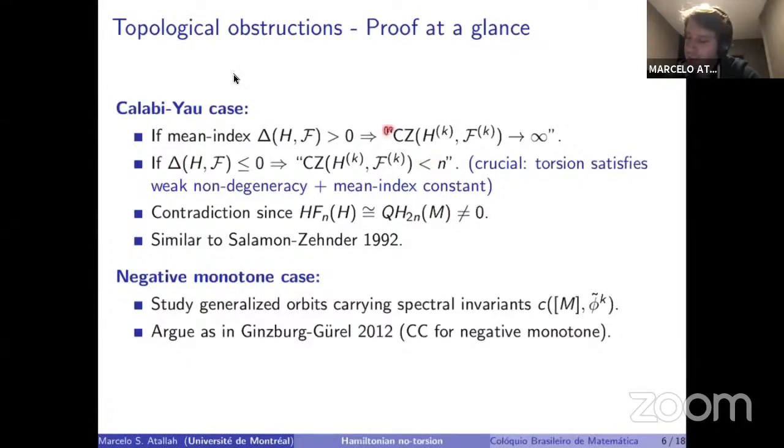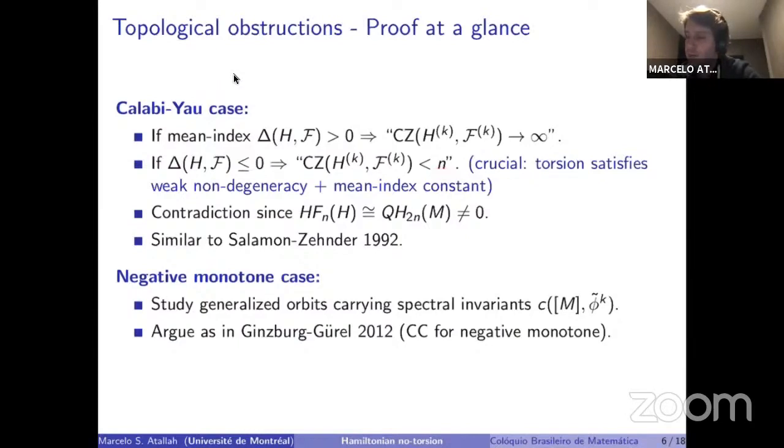And here I have quotation marks because, strictly speaking, we're not dealing with the Conley-Zender index per se, because we're in the degenerate setting. We're actually looking at the support of the local Floer homology associated to these generalized fixed points. So what I'm saying in the first bullet point is that the allowed values for this support just grow without bound, and in the second bullet point, we can bound it above strictly by n.